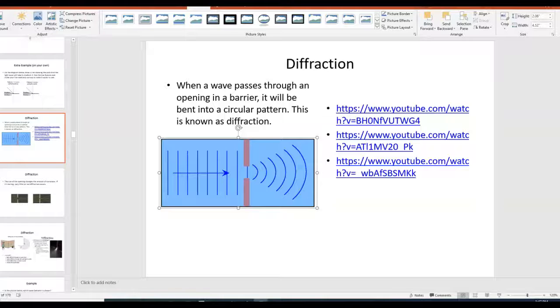Okay, so in this video we're going to be talking about the other two types of wave behaviors. In the last video we talked about reflection and refraction. In this one we're going to be talking about diffraction and then superposition and interference, which go together.